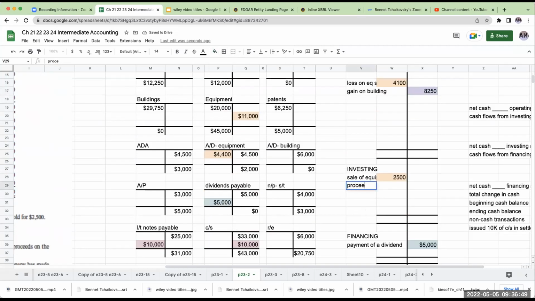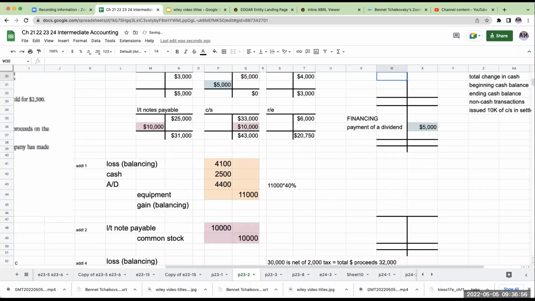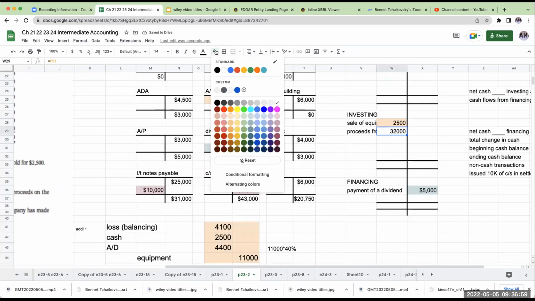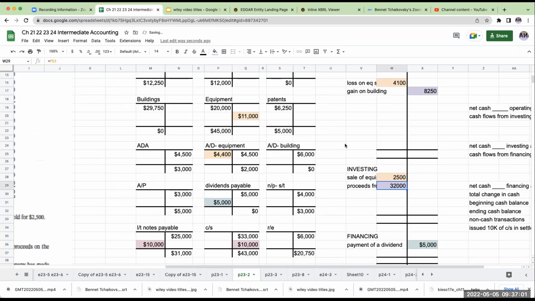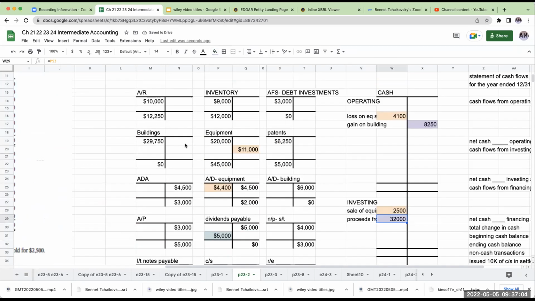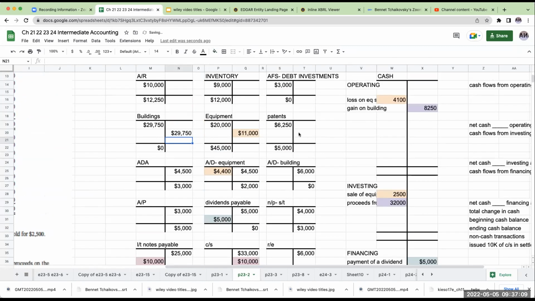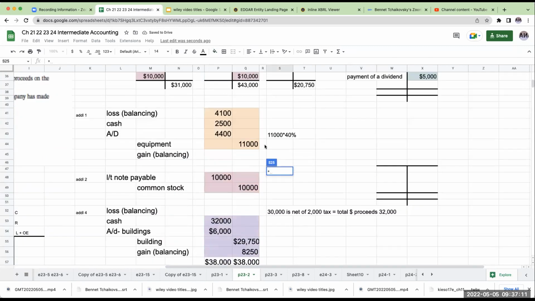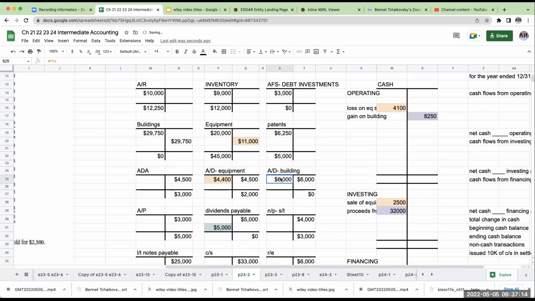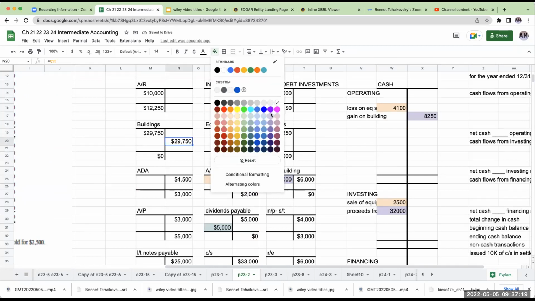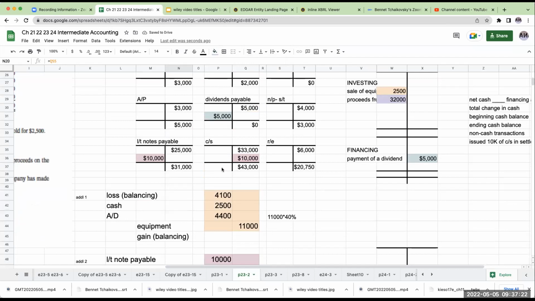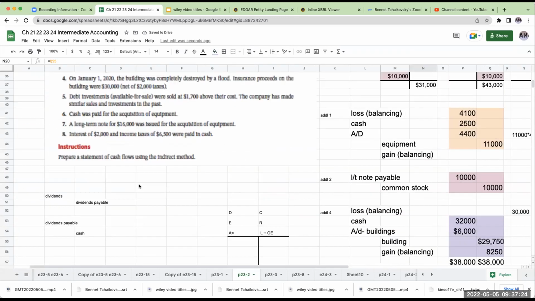Basically proceeds from building. And I'll go ahead and put this right over here at 32,000. Okay, so I'm going to put this over here at 32,000. And then over here, when it comes to the building itself, I'm getting rid of this amount entirely. And I'm also getting rid of the accumulated depreciation on the building entirely. So it's very important that we take this step over here to put that into the T accounts. Okay, so that is additional information number 4.